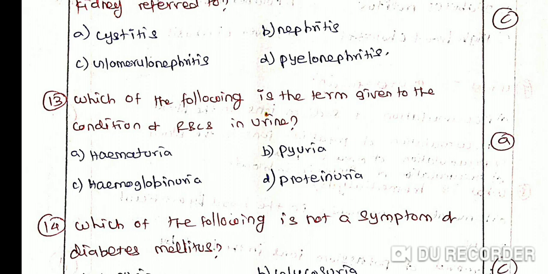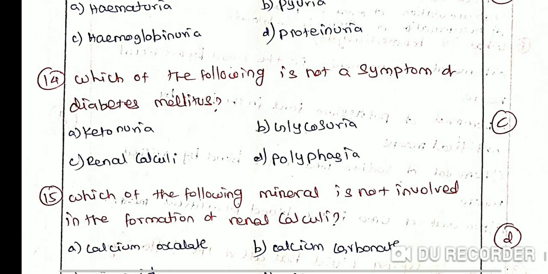The presence of white blood cells, hemoglobin and proteins are termed pyuria, hemoglobinuria and proteinuria respectively. Next question: which of the following is not a symptom of diabetes mellitus? Option A, ketonuria. Option B, glycosuria. Option C, renal calculi. Option D, polyphagia. The correct answer is option C, renal calculi.